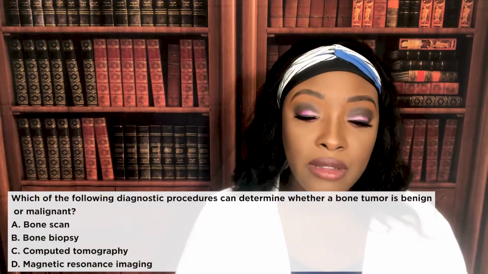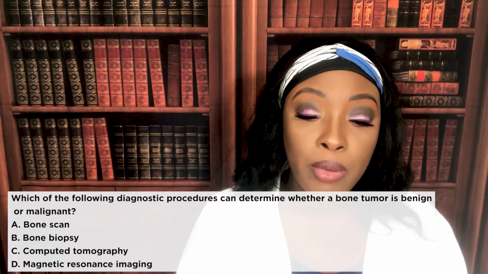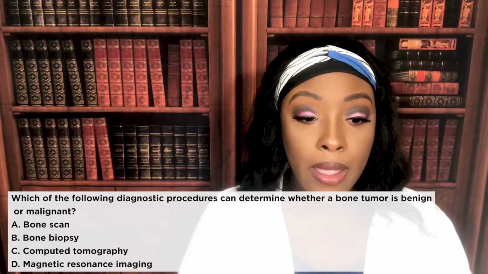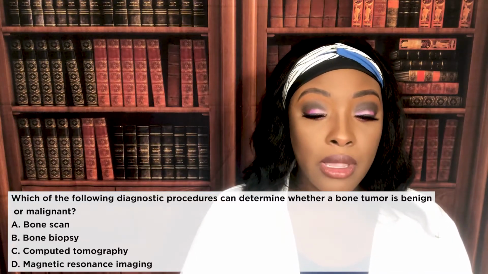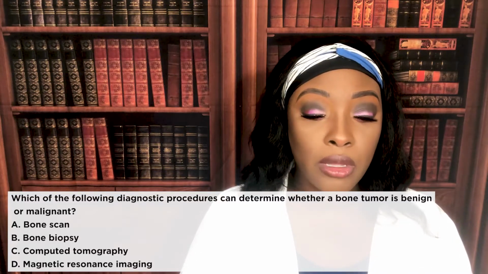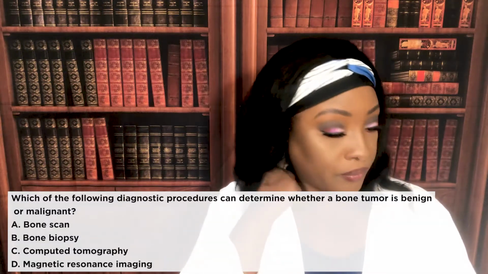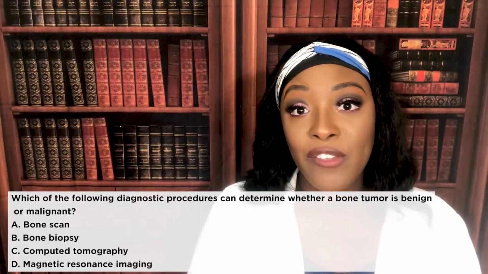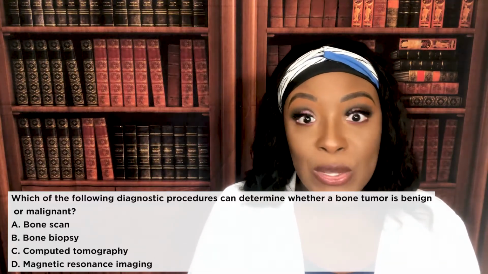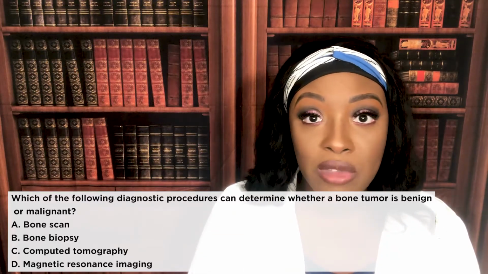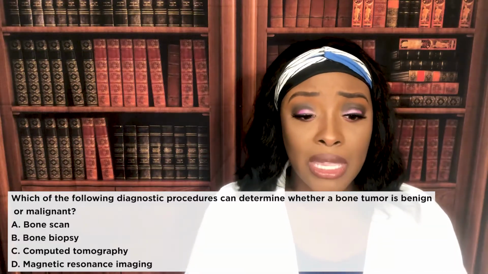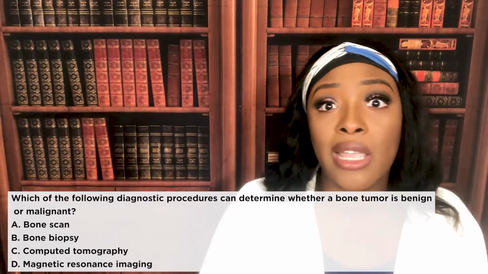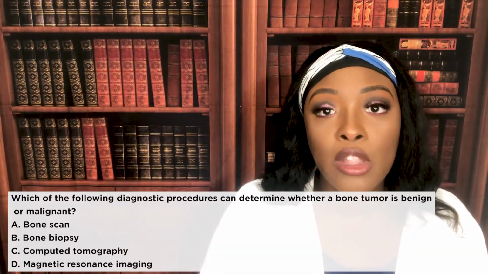Which of the following diagnostic procedures can determine whether a bone tumor is benign or malignant? A, bone scan. B, bone biopsy. C, computed tomography. Or D, MRI. If you guys have been following my videos, I know you know the correct answer. Don't give me a heart attack. The correct answer is B, bone biopsy. Only the bone biopsy can tell you the tumor type, whether it's benign or malignant.